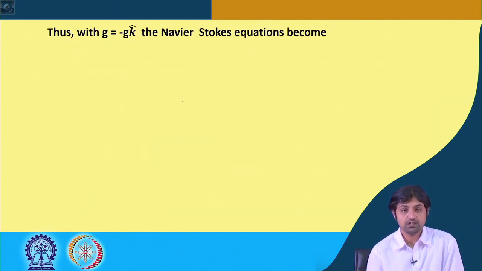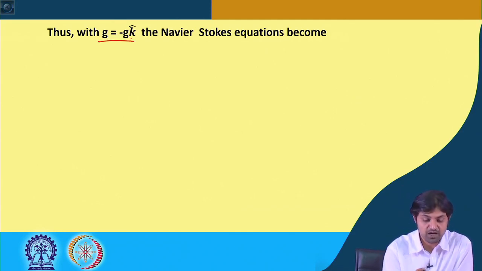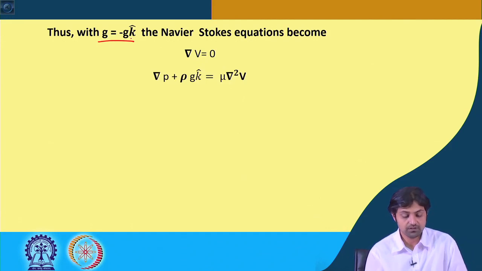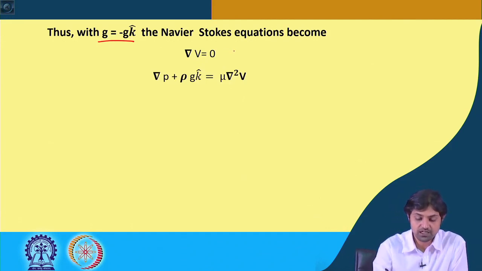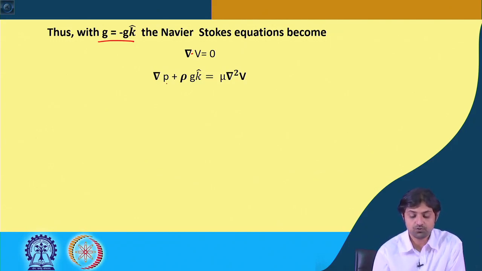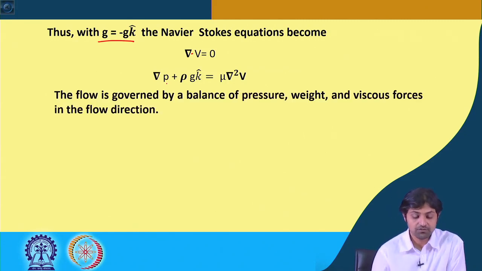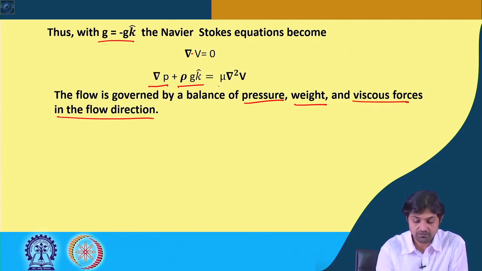Therefore, if we write with g as minus g in terms of vector, the Navier-Stokes equation, so the continuity equation will be del dot v is equal to 0, and the right hand side can be written as minus del p plus rho g k plus mu del square v, correct. Now, the flow is governed by the balance of pressure, weight and viscous forces in the flow direction.